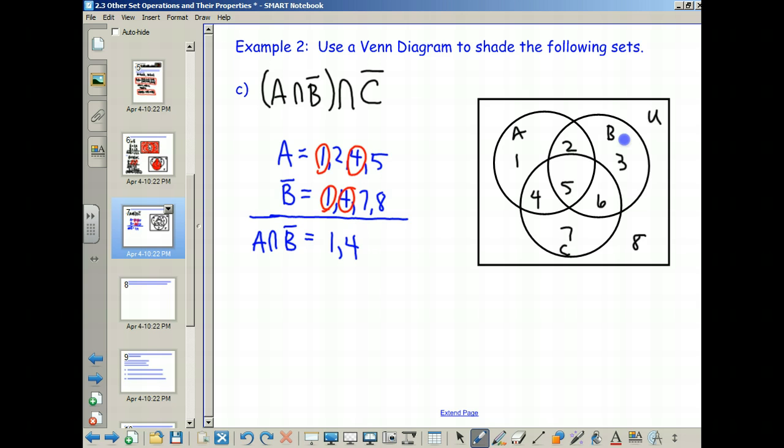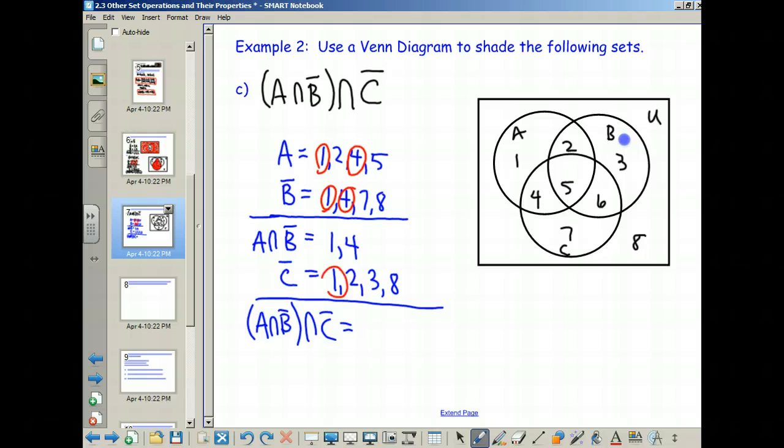All right, then what? C complement. Yeah, we'll do the intersect part next, but let's just do C complement first. What is C complement going to be? 1, 2, 3, and 8. And then I'm going to do an intersection of those. So A intersect B complement, all of that is then intersect C complement. What am I looking for? What they have in common. And this is only the number 1, isn't it? So on my picture I get that little portion.